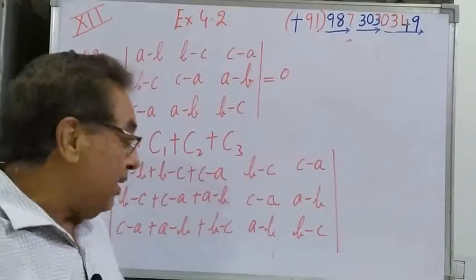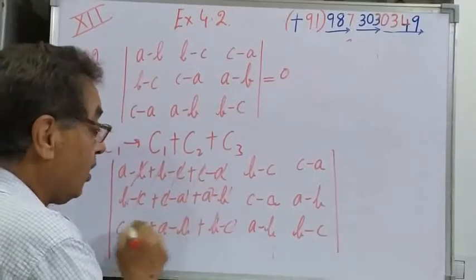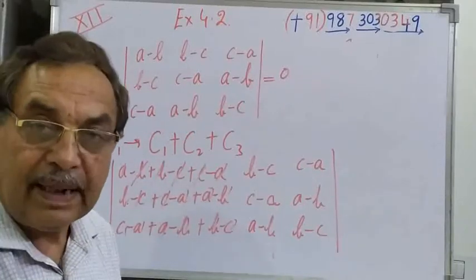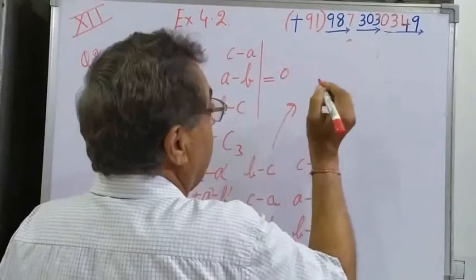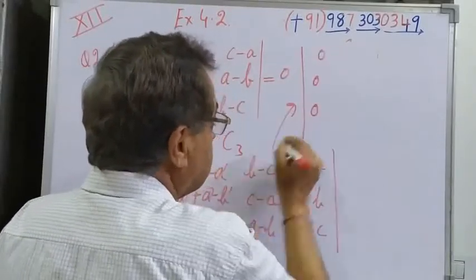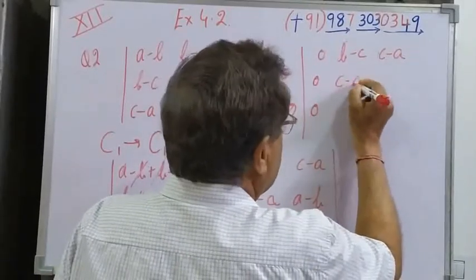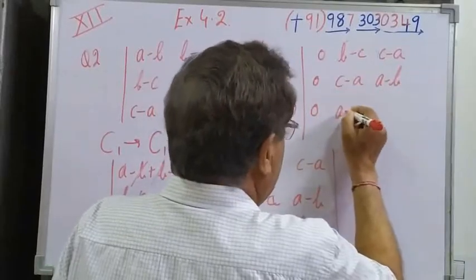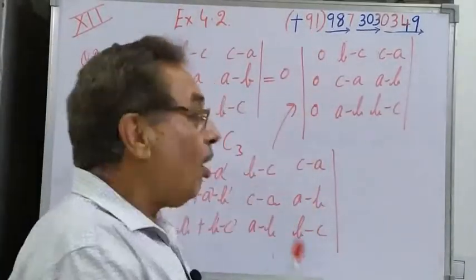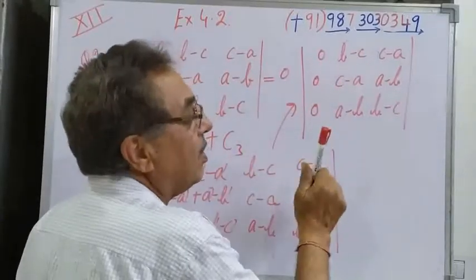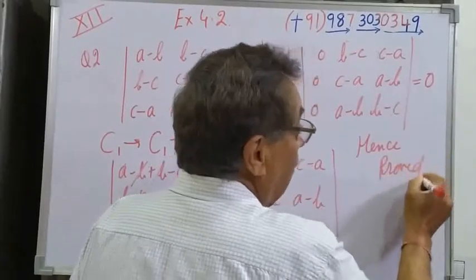So now what do we observe right here? All the elements in the first column get cancelled and the first column C1 becomes 0. So the determinant becomes 0, 0, 0 in the first column, and then as it is the other columns. Now C1 is completely 0, that is, all the elements of C1 are 0. That means the whole determinant is equal to 0. So hence it is proved. Whatever we were supposed to prove, we are able to prove.